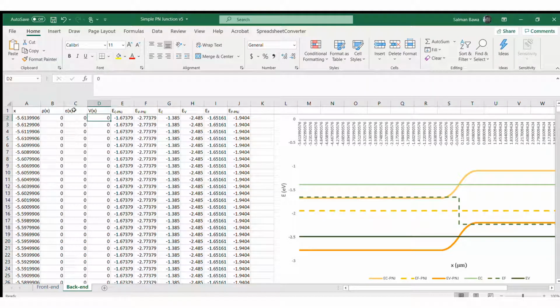And then we start the potential at 0, because that's what we would expect it to be in the bulk. And then we simply use a trapezoid integral of the electric field to get the potential rise or potential drop, depending on whether the left-hand side is p-type or n-type.